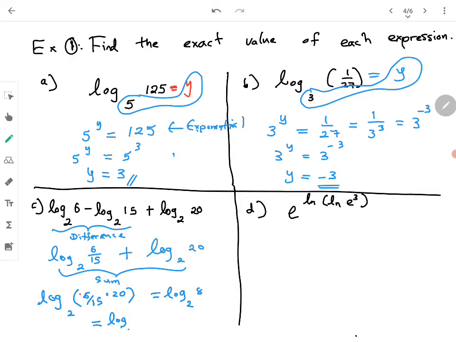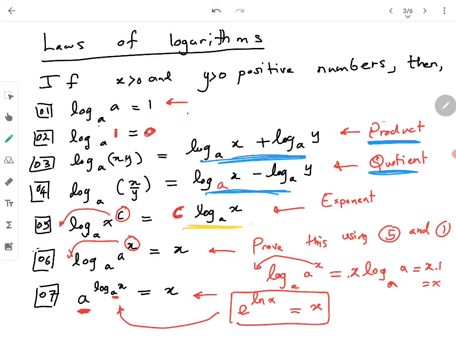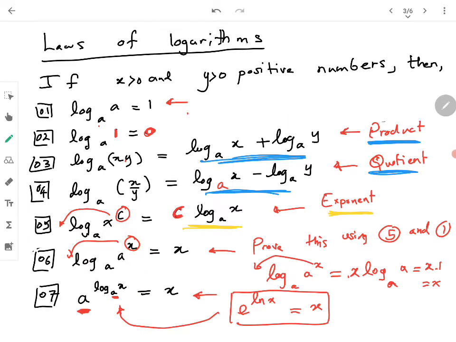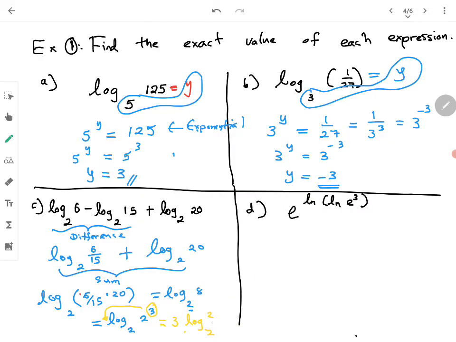Now the next step is write 8 as a power of the base. So your base is 2. So 8 is equal to 2 cube. Then use the exponent rule to move the exponent outside. 3 log 2 2. So here I use the fifth rule, the exponent rule, to move the exponent outside. Then I will use the first rule, log with the same number inside, log a a is equal to 1. So log 2 2 is equal to 1. So 3 times 1 is equal to 3.